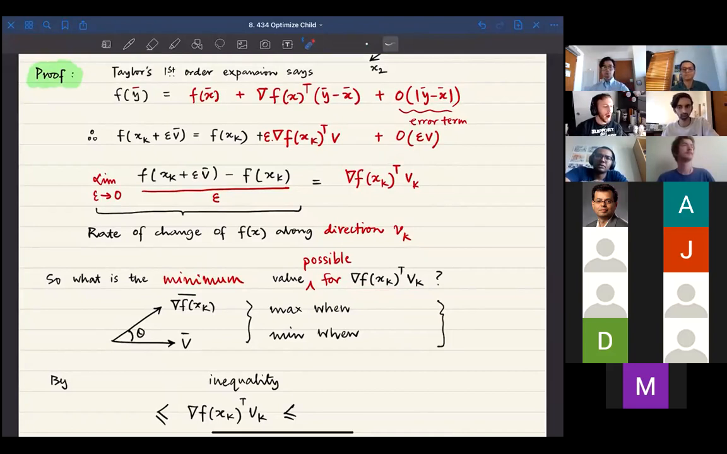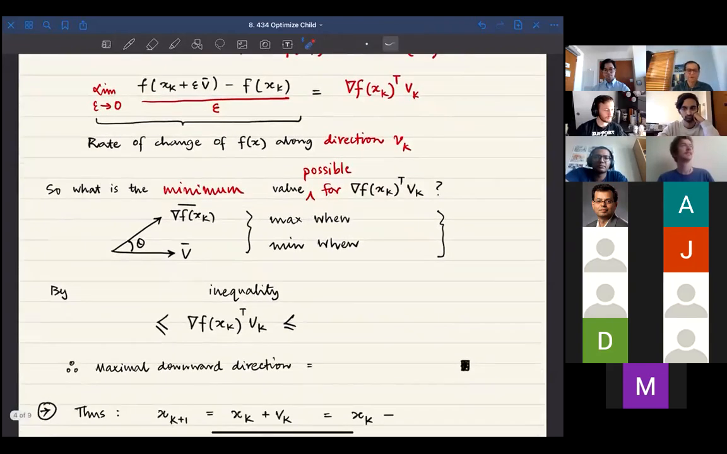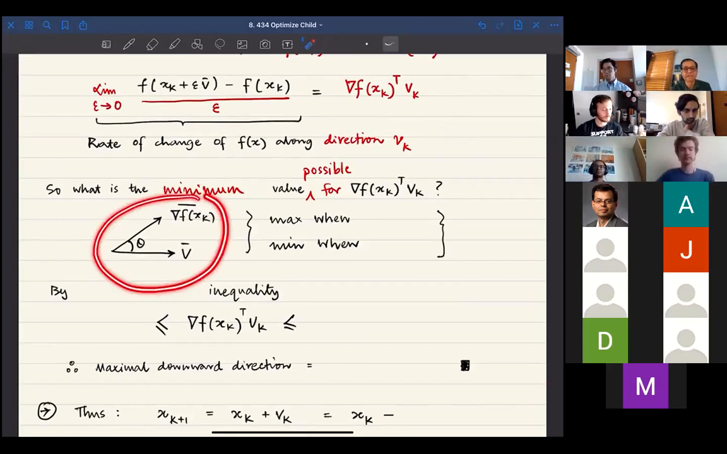By minimum, just to clarify, you mean the largest negative value. Okay. The largest negative value, yes. Okay. So now look, what is f(x_k)? That's a vector, right? This is a dot product, right? f(x_k) is a vector, v_k is a vector. So that's a dot product. So my question to you is, if f(x_k) is a vector and v is a vector, when is this maximum and when is this minimum?